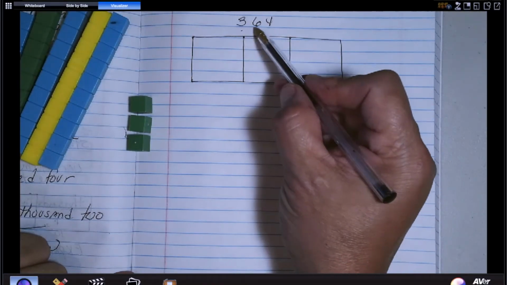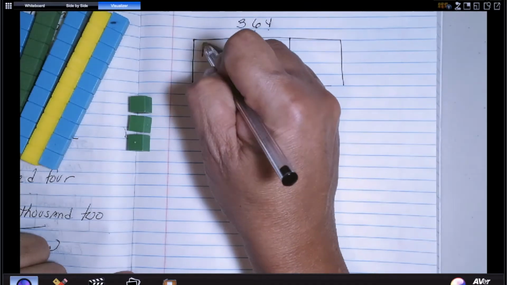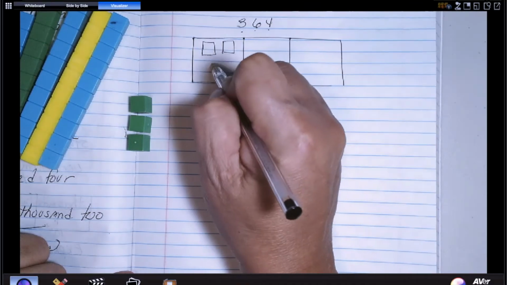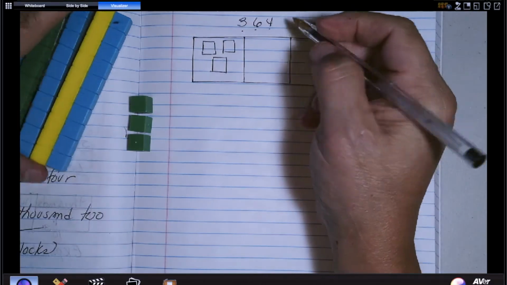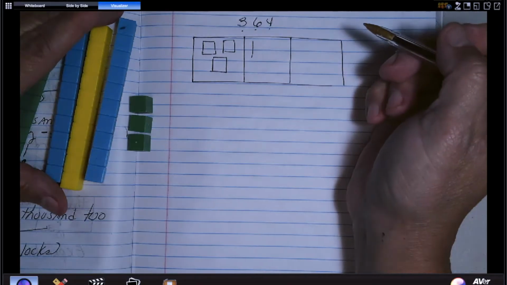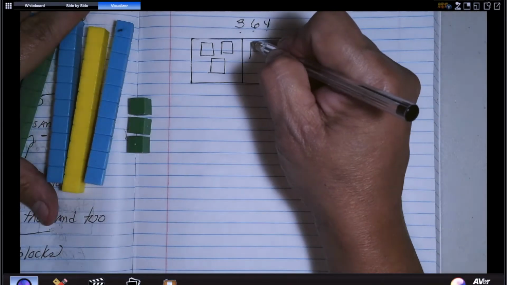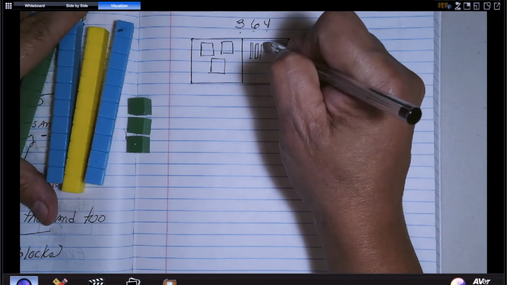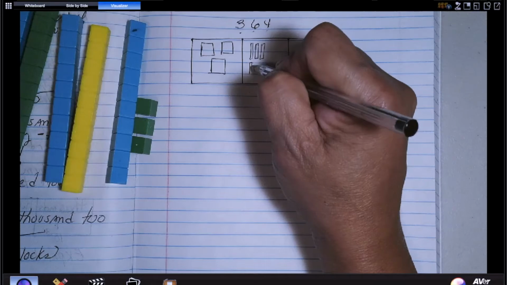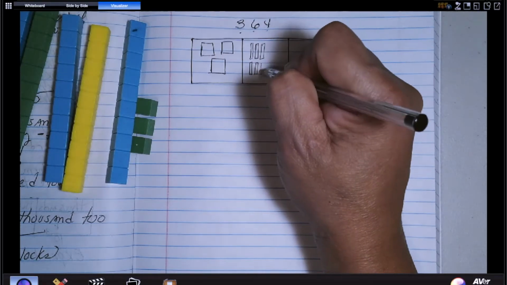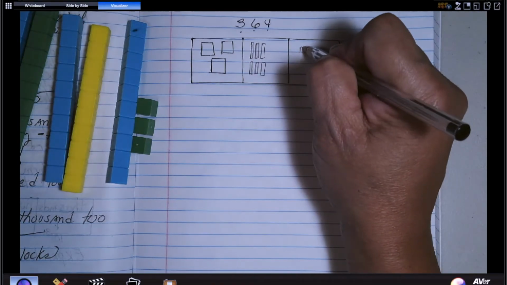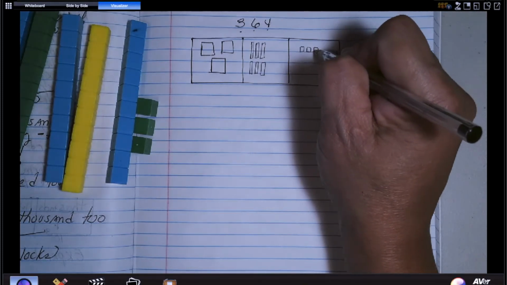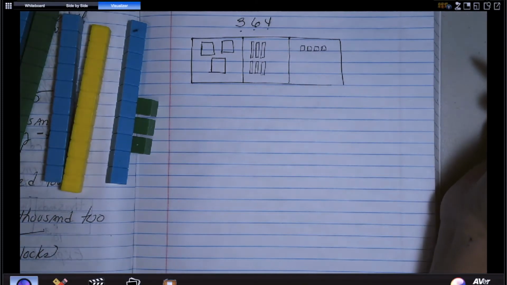So if I have 364, it's going to be 3 flats, 6 rods, and you can draw them as lines. Or if you want to actually do the thin rectangle, kind of a little bit more work. 2, 3, 4. And then the 4 little units. Okay.